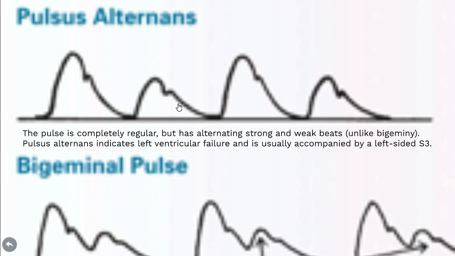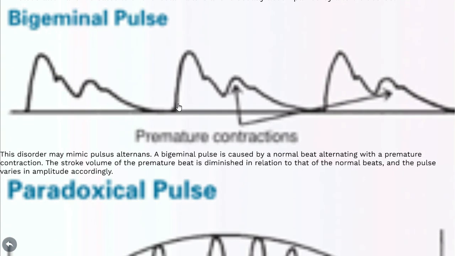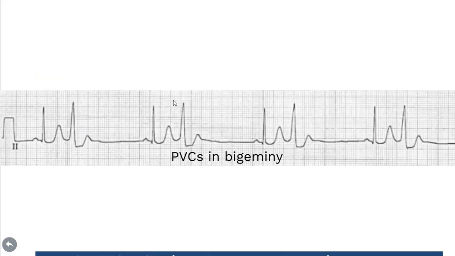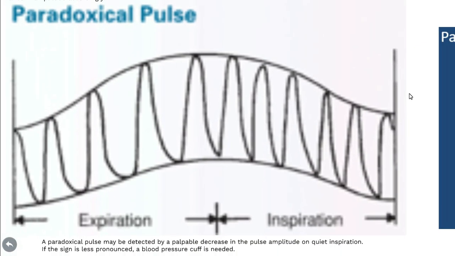Okay, pulsus alternans is alternating strong and weak beats, which is present in patients with left ventricular failure and usually accompanied by a left-sided S3. Bigeminal pulse occurs in a patient with premature contractions, where every other beat is normal, abnormal, normal, abnormal, normal, abnormal. This is PVCs and bigeminy. Then there is a variation with respiratory breathing.